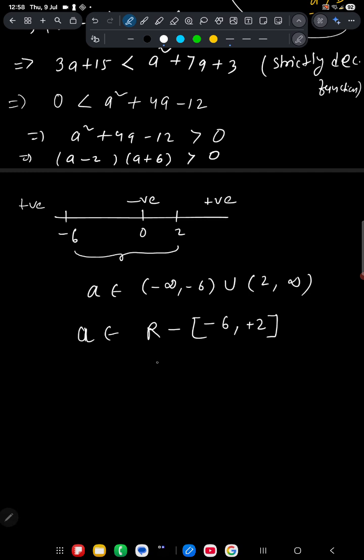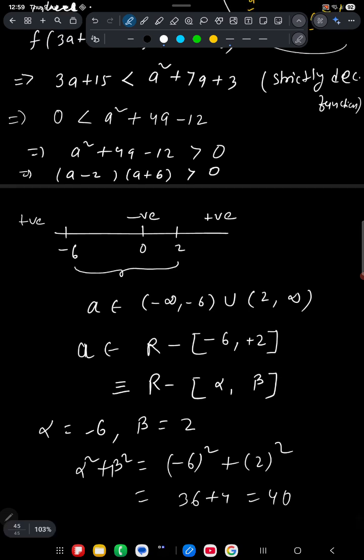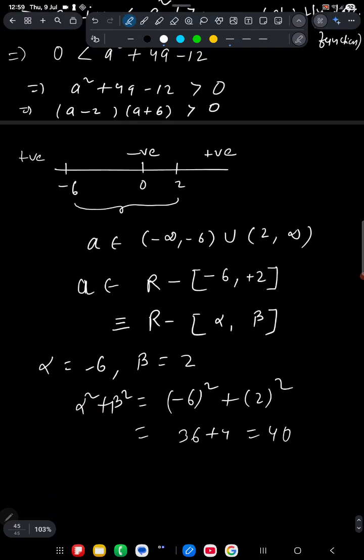So if we compare this with R minus alpha and beta, then you will get that alpha is minus 6, beta is 2. So alpha square plus beta square is minus 6 square plus 2 square, that is 36 plus 4, that is 40. Which option is this? 40. D. Option D is correct. So we will write option D is correct.